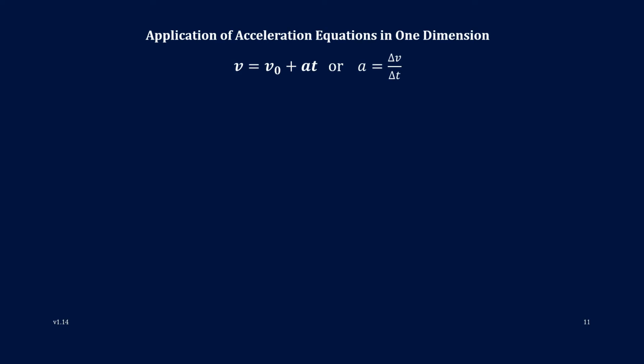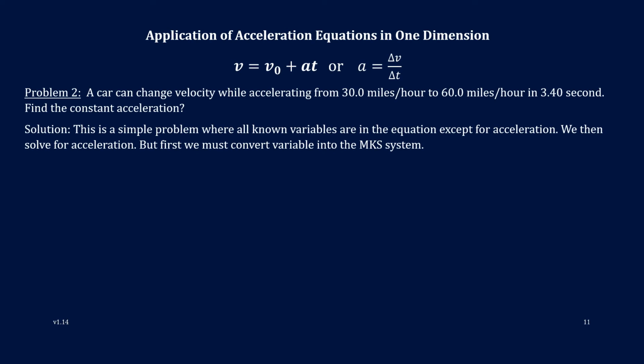Let's look at another application of acceleration equations in one dimension. This is using v equals v sub naught plus at, or simply acceleration is equal to the change in velocity over the change in time. So let's look at a car that changes velocity while accelerating from 30 miles an hour to 60 miles an hour in a time of 3.4 seconds. Find the constant acceleration.